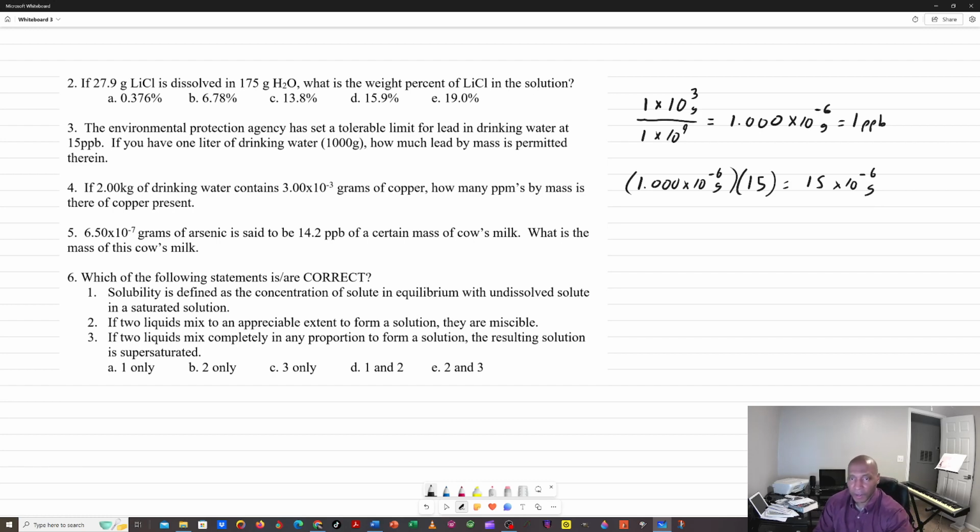Technically this is not in scientific notation. To put this in scientific notation, you need the decimal point to be to the right of the first non-zero digit. So that's going to be 1.5 times 10. Since I'm decreasing this number by moving the decimal point from here to here, I'm going to increase this exponent. So it's going to be a negative 5. So it's going to be 1.5 times 10 to the negative 5 grams.